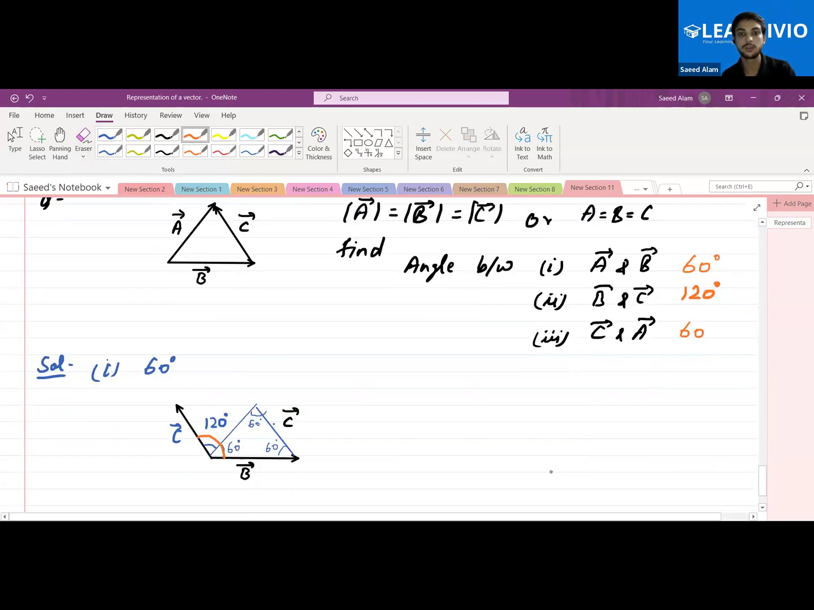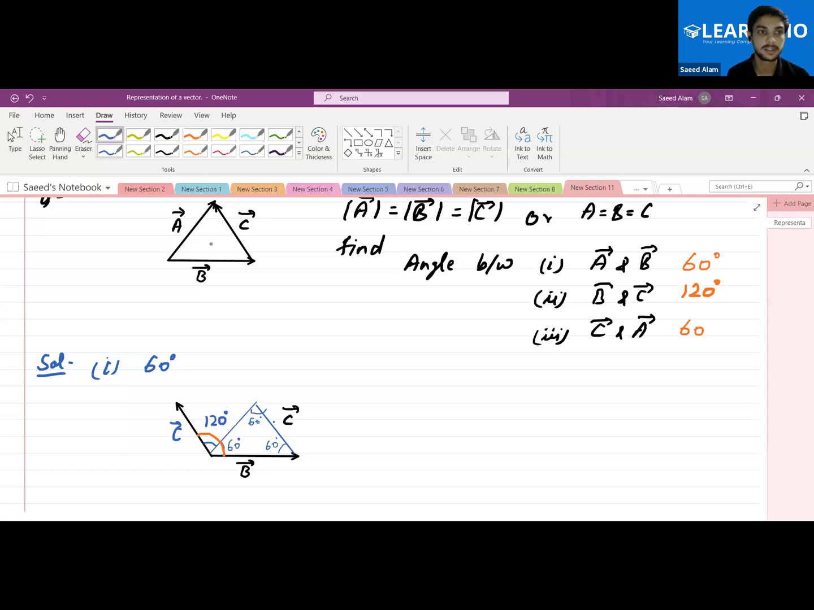Do you want to give a try to the third one, C and A, by yourself? Sure, sir. Okay, find the angle between C and A. Do the same thing: first of all remove B if it is not needed, and then try to find it. Just take care of one thing: we need to shift the vector parallelly without changing its magnitude. Once you have given your try, even if you have not got the answer, no worries. Just tell me, and then I'll discuss it here.